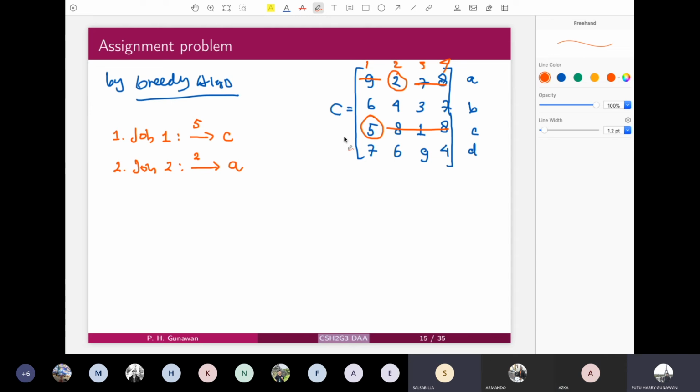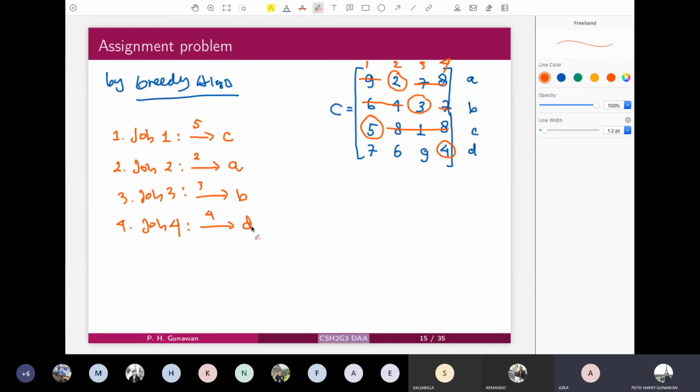Now focus on job 3. You have just 3 and 9, right? You just pick which one is the smallest. So the smallest is 3. That means 3 belongs to B. And finally, at job 4, there is no other choice. You have 4, right? So job 4 at the cost 4 belongs to D.